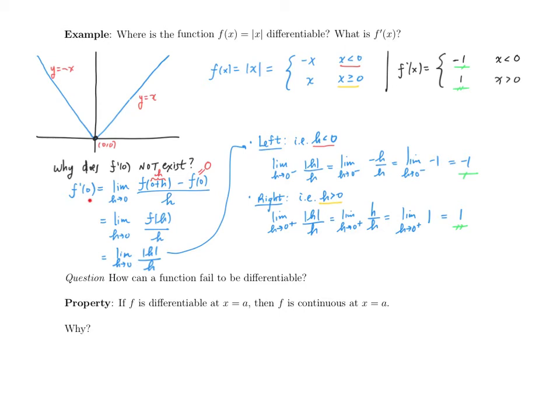F prime of 0, if it is to exist, is the value of this limit. But when it comes to evaluating this limit, the left-hand limit and the right-hand limit do not agree with each other. So we now have our desired conclusion. Therefore, we have shown f prime of 0 does not exist. And note, to say that f prime of 0 does not exist is equivalent to saying f is not differentiable at x equals 0.